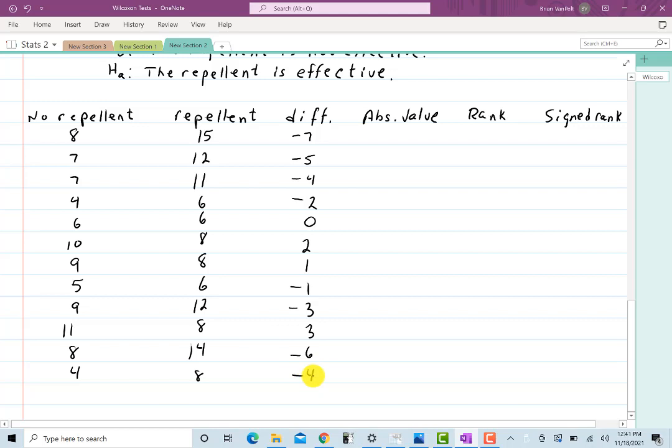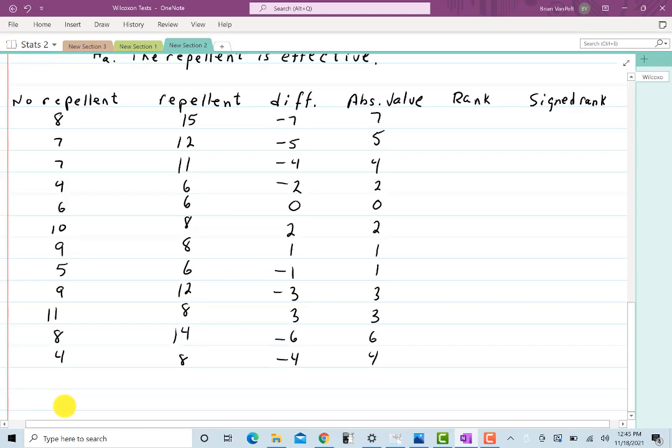All right, so I got all my differences. Now I'm going to take the absolute value of every difference. This is a very simple thing to do. All you essentially do is turn the negatives into positives. All right, when we do the rankings, what we want to do first of all is forget about the zeros. We don't rank the zeros.